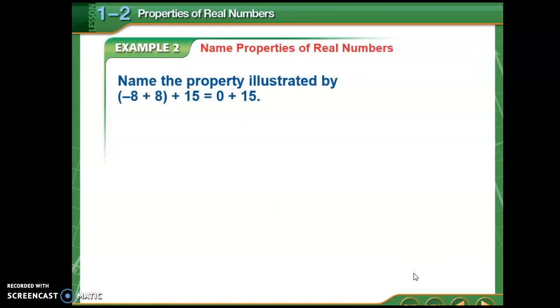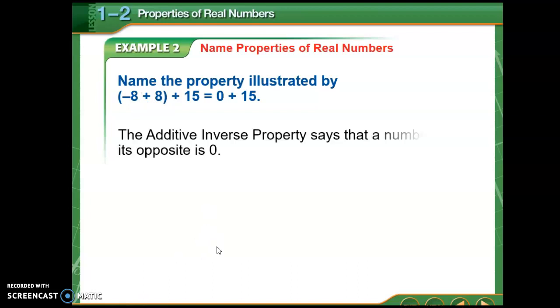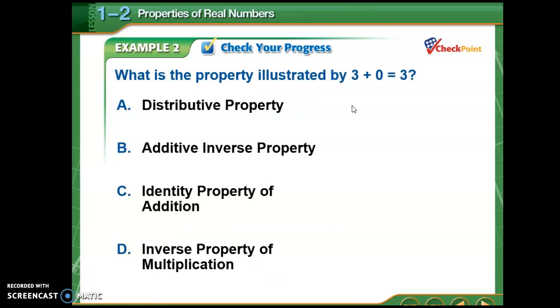Alright, let's apply. First example, what property is used in this example? Negative 8 plus 8 plus 15 equals 0 plus 15. So you have noticed that these two are opposite in signs. So the best property that you applied here is the additive inverse property. Alright, another example, 3 plus 0 equals 3. So what is the best answer here? Alright, identity property. Any number added to 0 is the number itself.